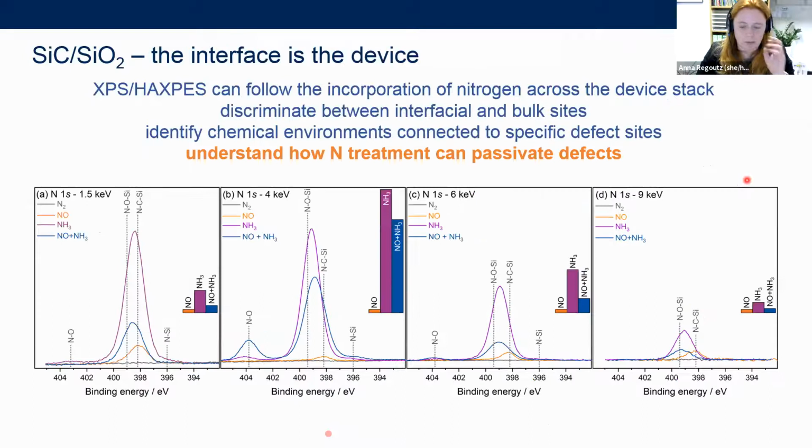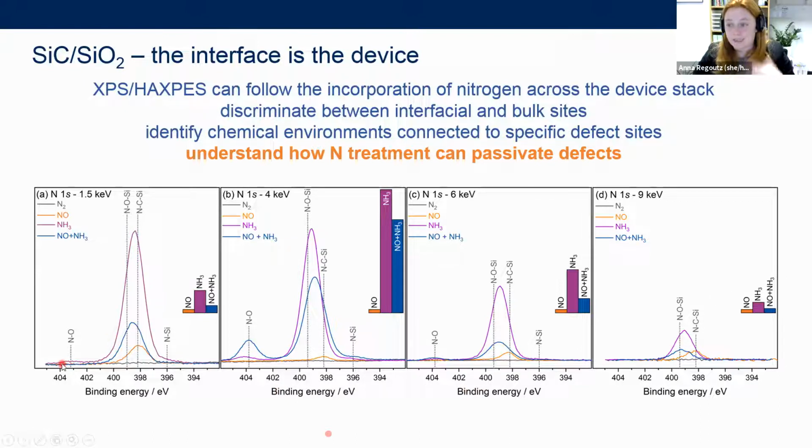To uncover that, we particularly focused on the nitrogen 1s spectra, because nitrogen is reacting with our stacks. With a combination of soft X-rays, which is the plot on the very left, and hard X-rays, which are the next three, we can look at the nitrogen across the device stack with different probing depths. We can start to discriminate between the different chemical states of nitrogen across the device stack, in the oxide, at the interface, in the bulk. By depth profiling this carefully, you can really pin down where something is, and at each depth you can identify your chemical states. And you can see that there's quite a lot happening.